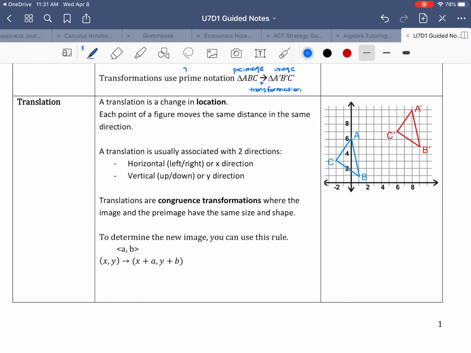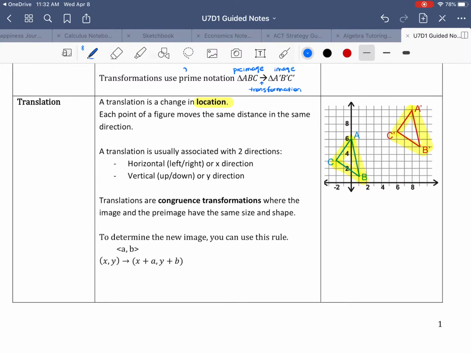Our first transformation that we're talking about is a translation. Translations is when we have a change in location, right? That means our triangle, A, B, and C, moves so that it's in a new location, okay? Each point of the figure moves the same distance and the same direction.